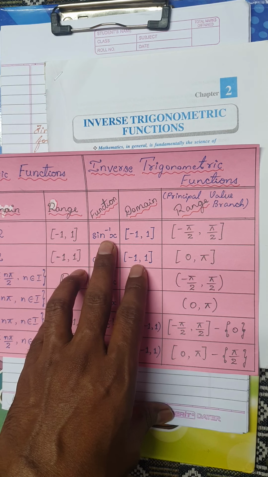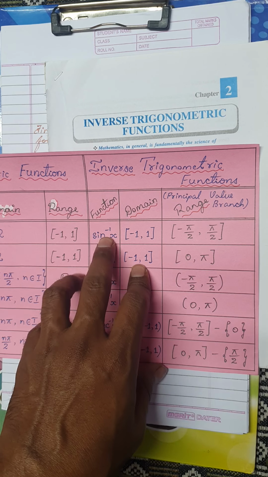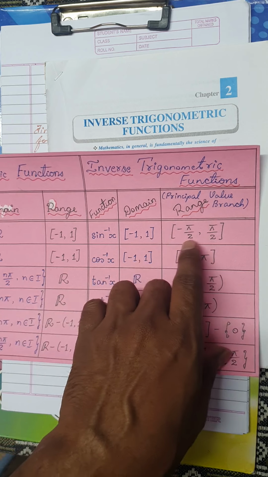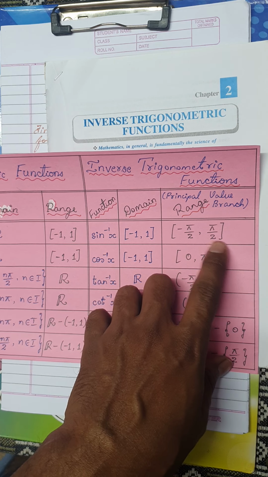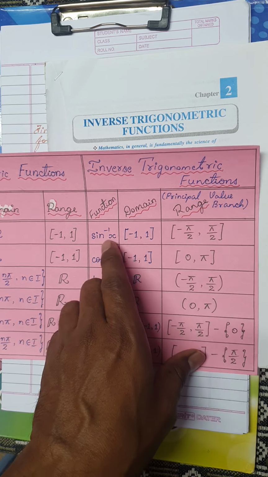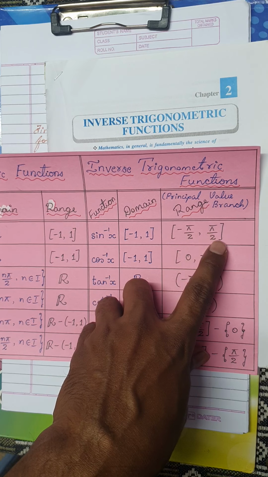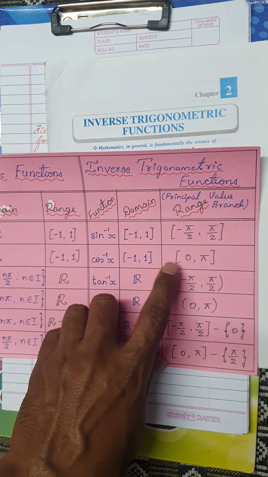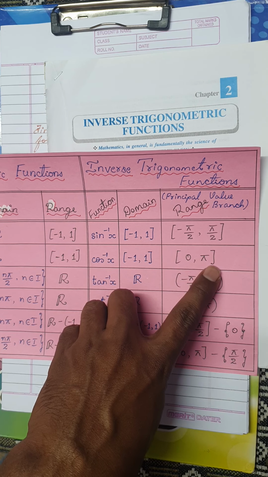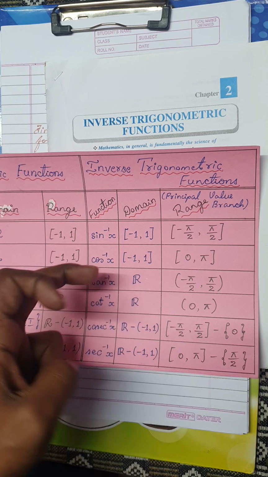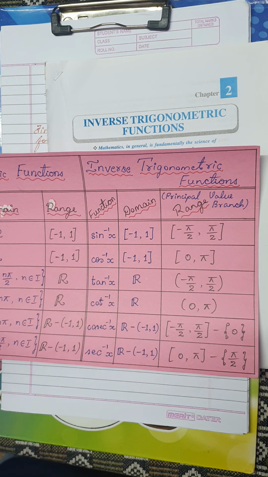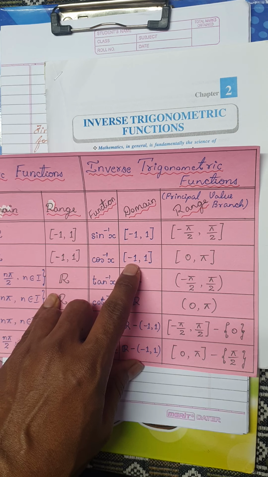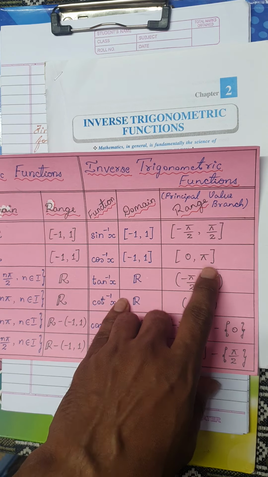Now sine inverse of x: the domain of sine inverse x is -1 to 1 and its range is -90 to +90. Remember, pi by 2 is 90 degrees. Now cos domain is also -1 to +1, and its range is 0 to pi. I think you have studied the basics of this in the previous sessions. So cos inverse of x domain is -1 to 1 and range is 0 to pi.